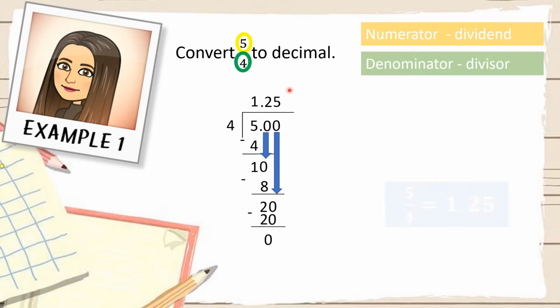So therefore, 5 over 4 is equal to 1.25. Okay, or 1 and 25 hundredths, sorry. So that is the equivalent decimal of 5 over 4.